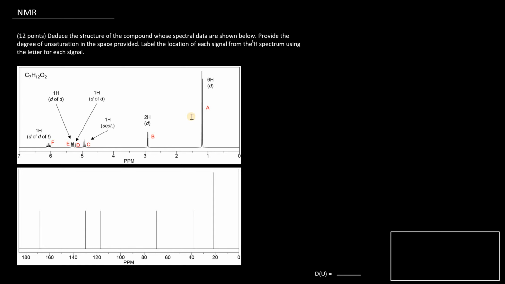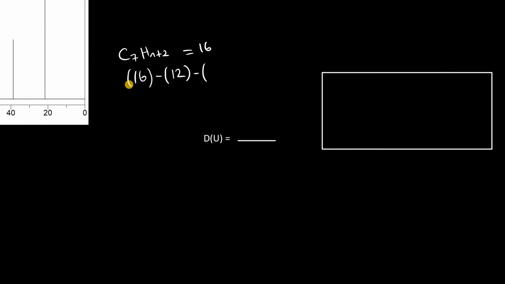With proton NMR, integration is possible. So a high intensity signal here, like a 6H doublet, often indicates 2 methyl groups. So using the molecular formula, the first step always is to calculate DU. So we have 2 oxygens in C7H12O2, but since oxygens don't count, we just ignore them. We then divide by 2, and we find DU is equal to 2.